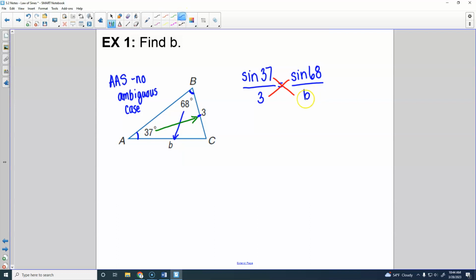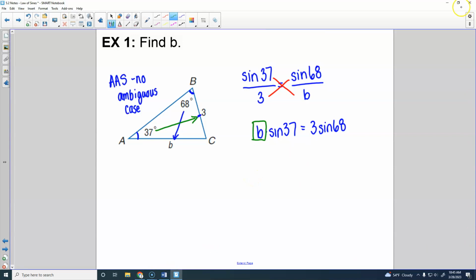there. So that is going to give you B times sine 37 equals 3 sine 68. Or again, switch sides of the equal sign. It doesn't matter as long as your B is with your sine 37 and 3 is with the sine 68. And then we're trying to solve for that B.